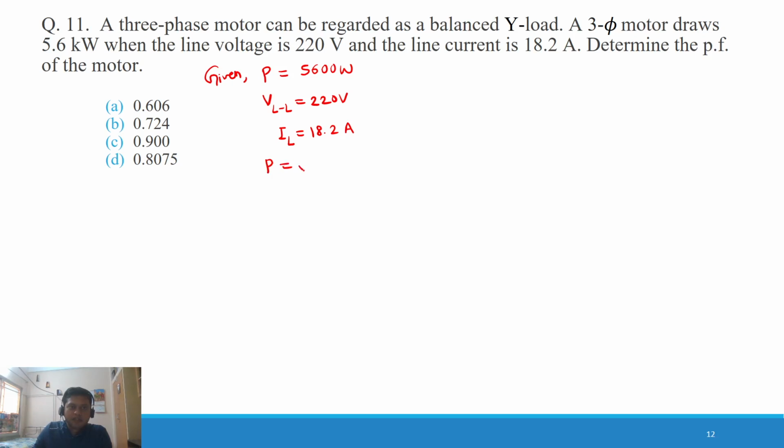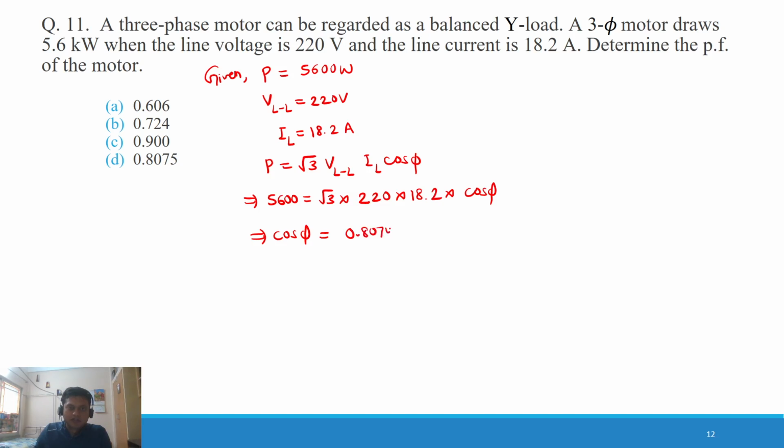So we know the active power equation as root 3 VLL IL cos phi. So from here, 5600 watt equals root 3 times VLL 220 into IL cos phi. Cos phi is 0.80748, that is 0.8075. So the correct option will be 0.8075.